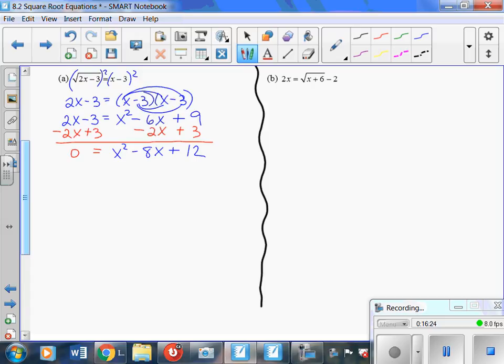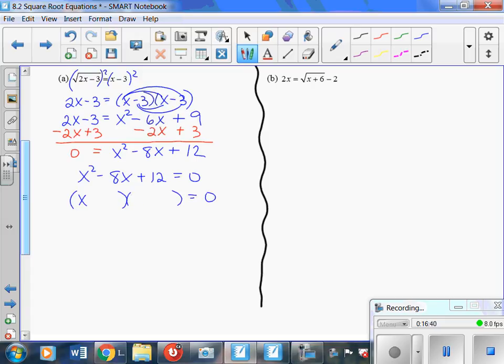Now, like I said, I think it's odd to have it this way. I think it's easier to write it like this. That's the way we're used to seeing it. But it doesn't really matter. Now, this is factorable, and it's easily factorable, which is kind of nice.